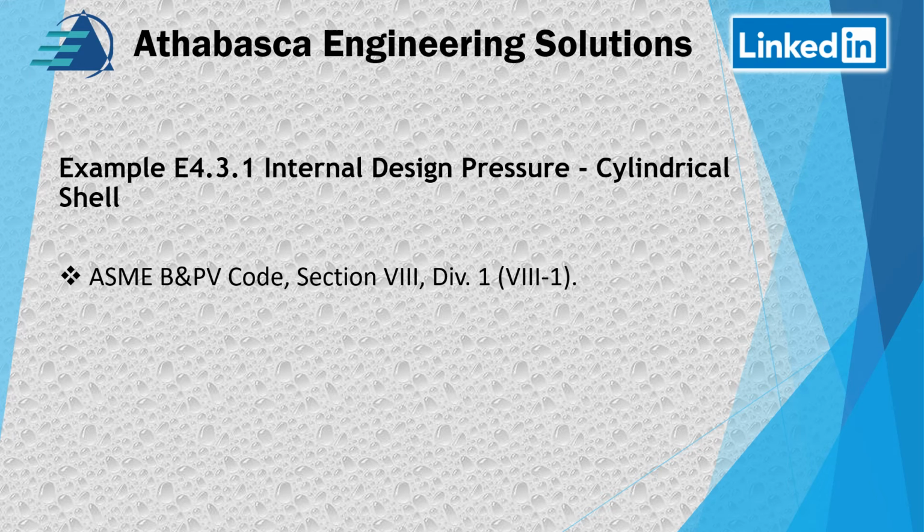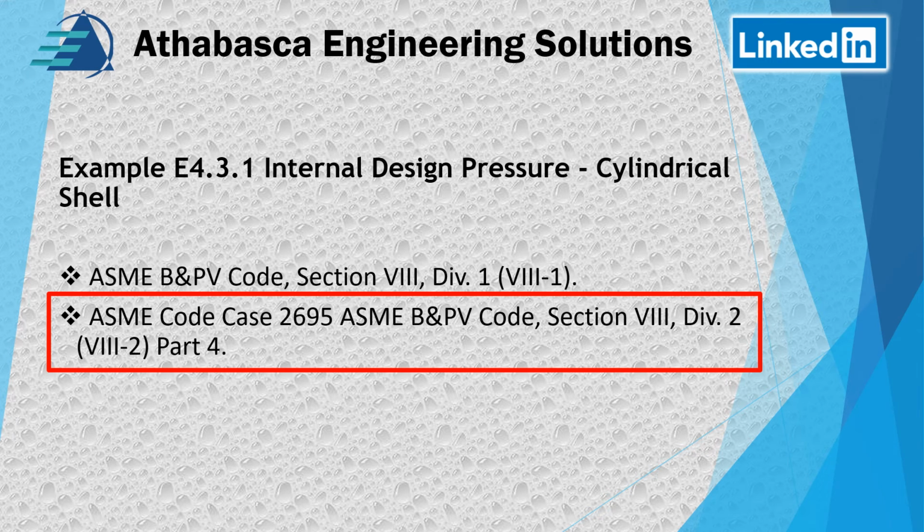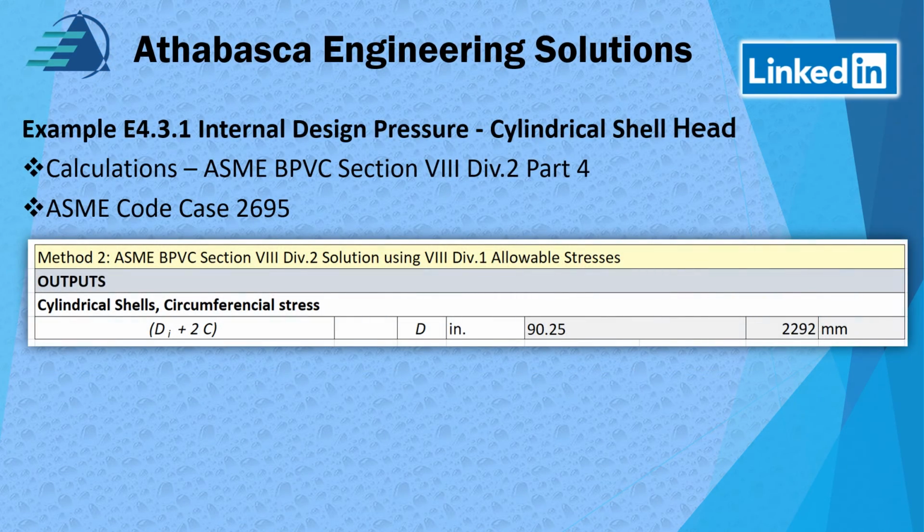We looked at Division 1, and now we're going to look at Code Case 2695, and we'll continue here. Once again, we're going to set up our outputs just to get everything ready. And in this case, they work with the diameter, so there's a very similar adjustment there. It's just a geometry thing. What else can we say? We'll use the allowable stresses, always the Division 1 allowable stresses, when we do Division 2.